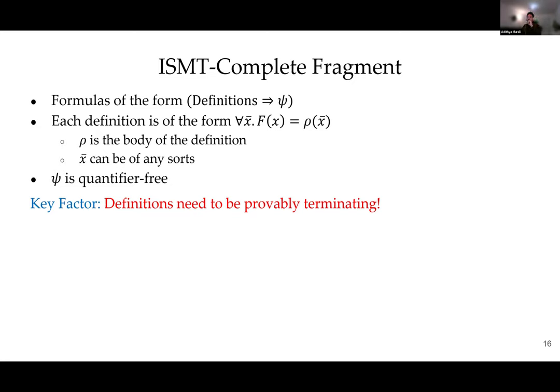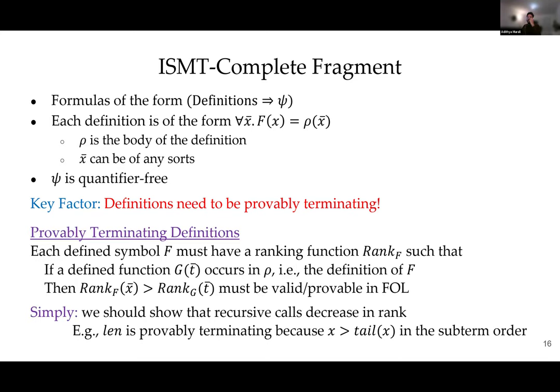The key thing that we require in this fragment is that the definitions need to have termination proofs. And let me say what I mean by this. One typically uses ranking functions to prove termination, right? The way one does this is that you assign a rank to every element, and then you show that recursive calls decrease in rank, right? So formally, if you have a function f whose body recursively calls g, then you want to show that the rank of f is in fact greater than the rank of the recursive call g. And this inequality must be provable in first order logic.